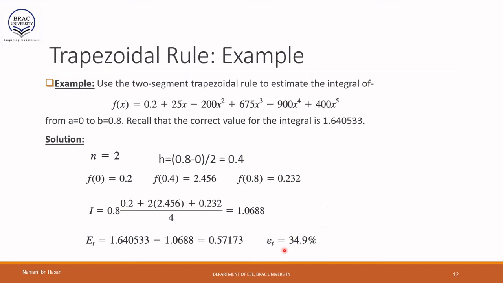So how can we decrease this error? We can easily increase the number of segments n. As a result, the value of h will decrease, and the value of the integral I will be closer to the true value, 1.640533. That's how we can decrease the error.